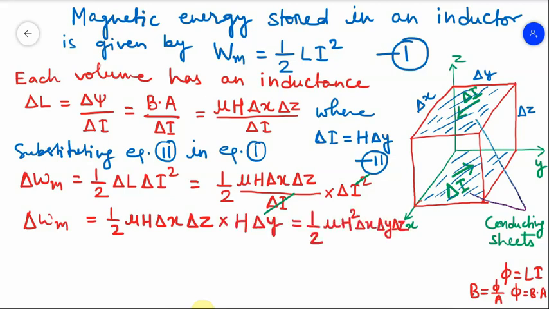Now what is this del x del y del z? If we see in this diagram, this is the volume, length, breadth, height. So it is the differential volume which we have considered. So this del Wm can be written as half mu h square and then del v. Now the magnetostatic energy density is defined as Wm equals del Wm upon del V, limit del V tending to 0. So that we will represent.